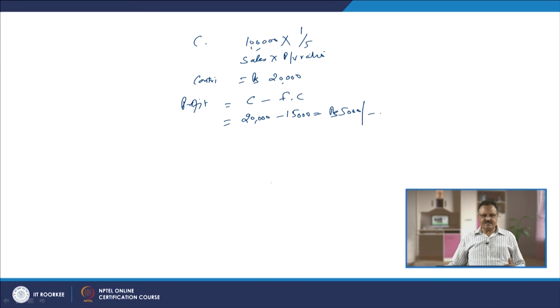You can answer this question this way also: if the sales reach 1 lakh rupees, then what will be the level of profit at that time? Because we know the PV ratio, profit to volume ratio, for a given level of volume, 1 lakh, multiplying it by the PV ratio, you can find out the level of contribution. Contribution we have found is 20,000, fixed cost we have already found is 15,000, and now the profit at the level of 1 lakh of sales.